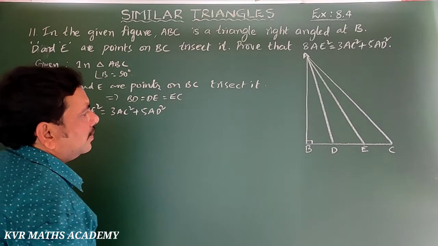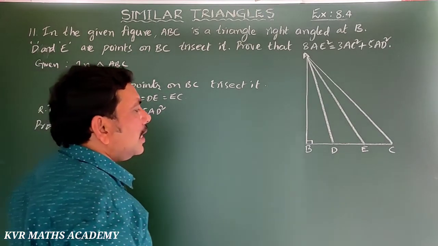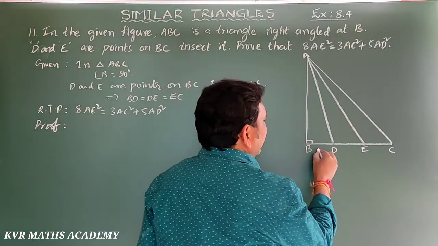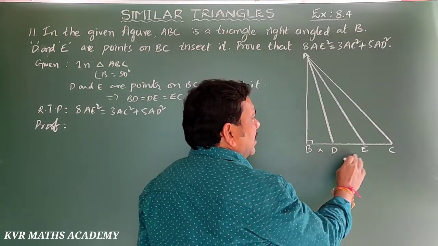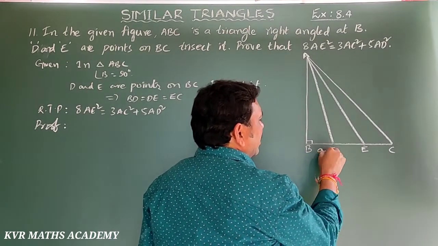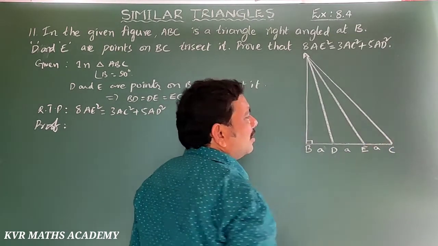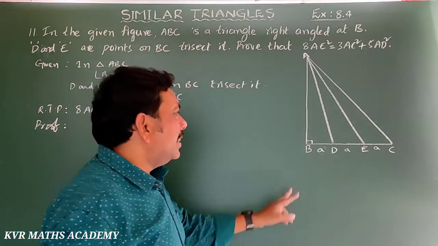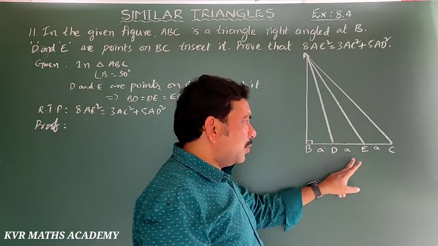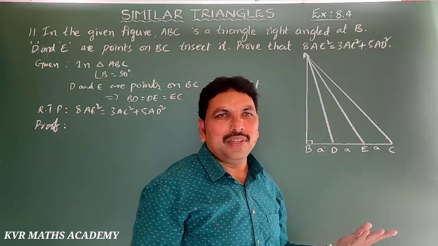Let us see. Look here. Let BD be equal to x. Take BD equal to a, small a. Then DE is also equal to small a, and EC is also equal to small a, right? Then BE is equal to 2a and BC is equal to 3a. Right.